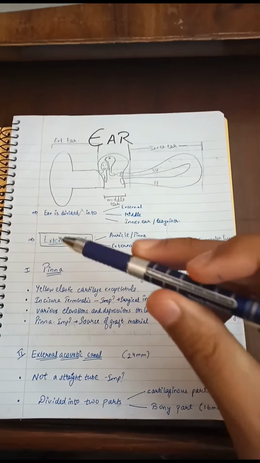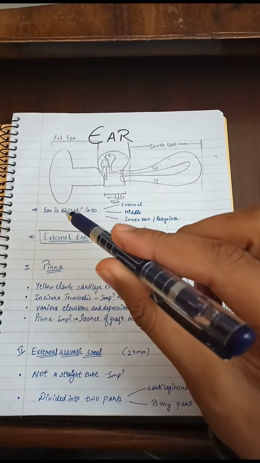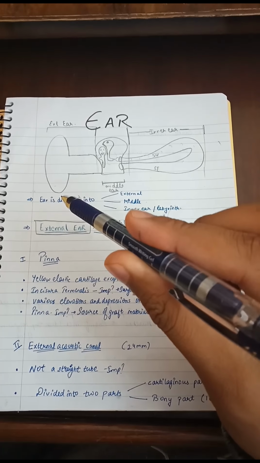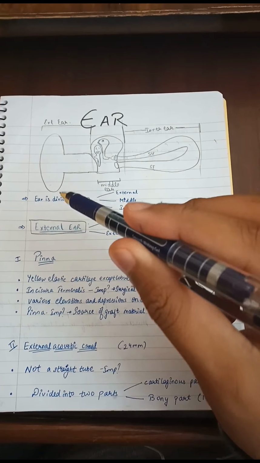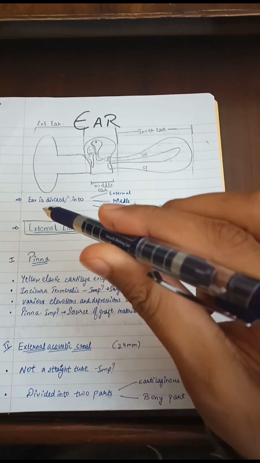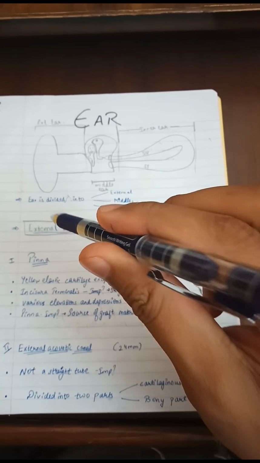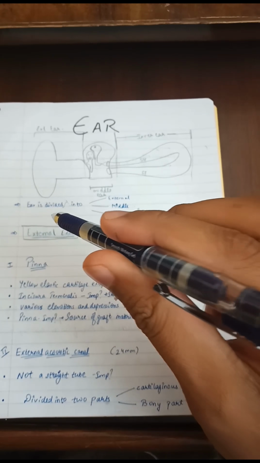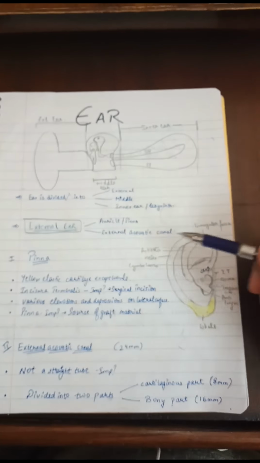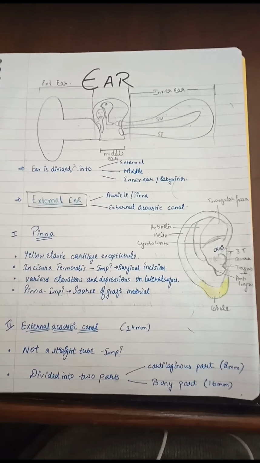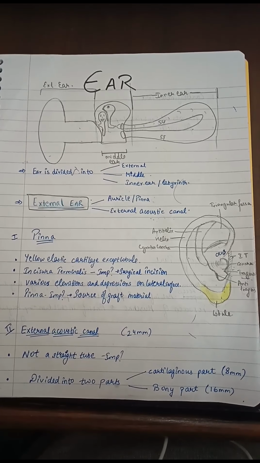So the direction of the external acoustic meatus would be like this: the inner part is directed forward, medially, and downward, and the outer part is directed outward, upward, medially, and backward. So this is the direction of the external acoustic canal.